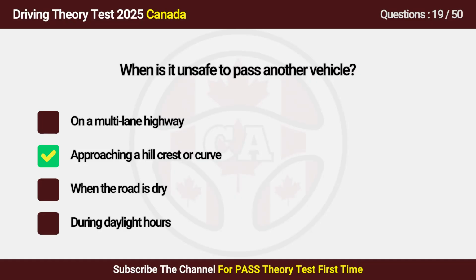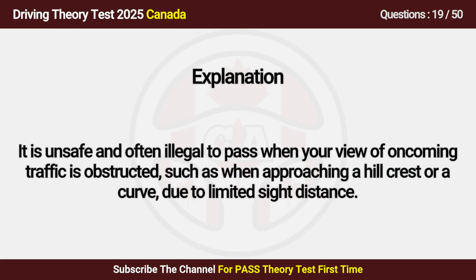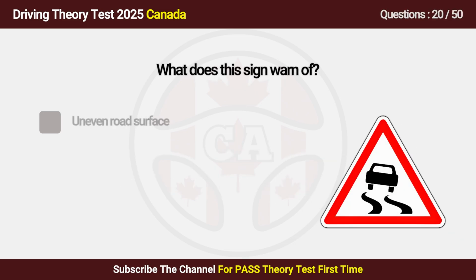Answer is B. Approaching a hill crest or curve. It is unsafe and often illegal to pass when your view of oncoming traffic is obstructed, such as when approaching a hill crest or a curve, due to limited sight distance. Question 20. What does this sign warn of?